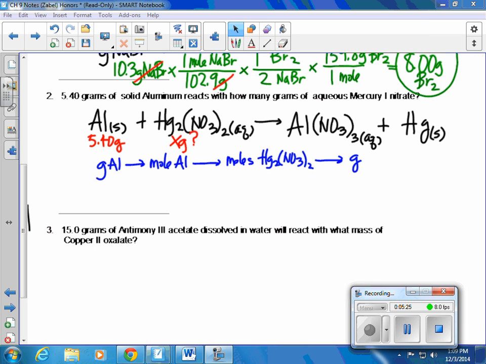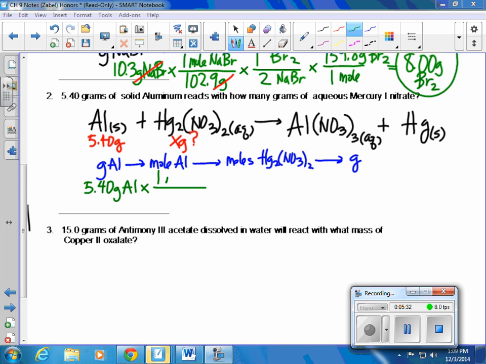So I'm going to start out with 5.4 grams of aluminum, times a fraction bar. I know that in 1 mole of aluminum, the molar mass is 27.0 grams. For my mole to mole ratio, look up at your balanced equation, which I did not balance. So I need a 3 here, and I need a 6 here, and so now my equation is balanced. So my unknown is 3 moles of my mercury 1 nitrate to 1 mole of my aluminum.